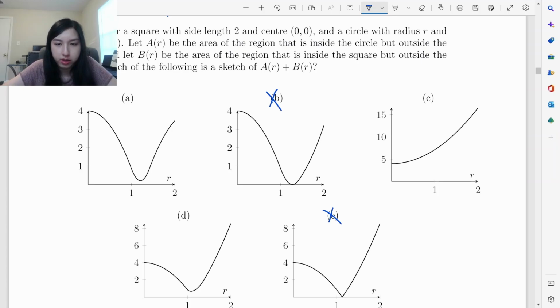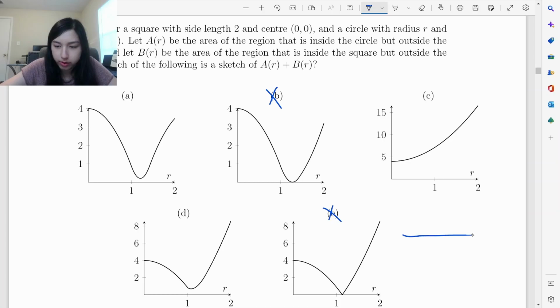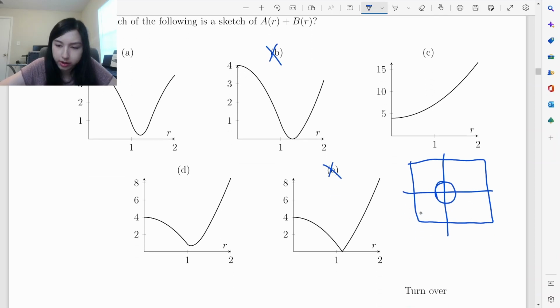Alright, and then let's just plot the graph first. So if we start from R0 first, so if this is the square and this is the circle, which is very small, so when R is small, we should have 4 minus whatever it is, pi r squared, quadratic downward graph. It's not going to be C then.